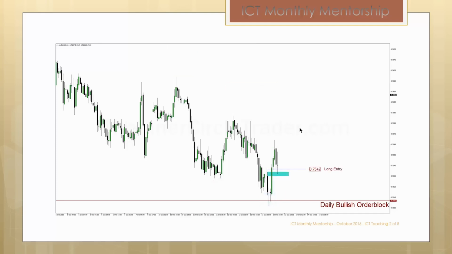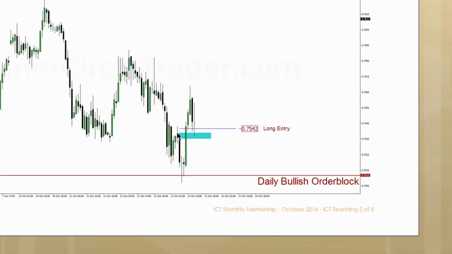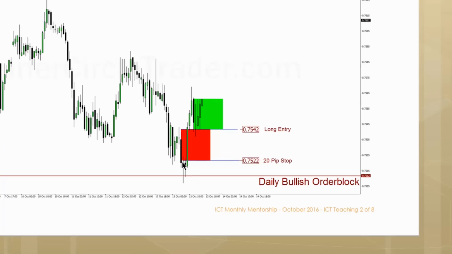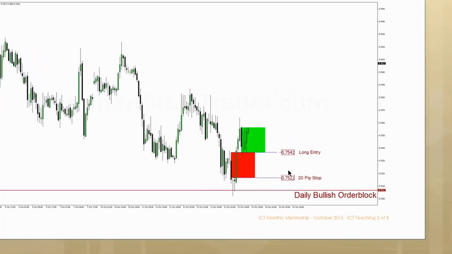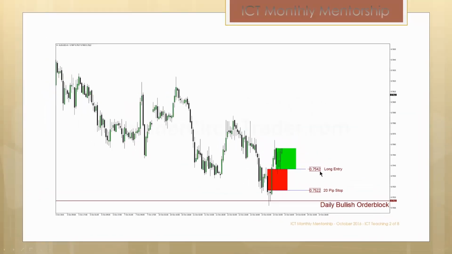Now, in the first teaching in this month's delivery of content, we looked at this down candle as the bullish order block, and we were looking at 75.42 as a long entry. By doing that, we framed it with a 20 pip stop. This is where our stop loss would be, below the main threshold of this down candle, which is a bullish order block. So what if you want a smaller stop relative to 20 pips? And here's a more important thing: what if you want to be buying lower and offering yourself a lot less risk exposure?